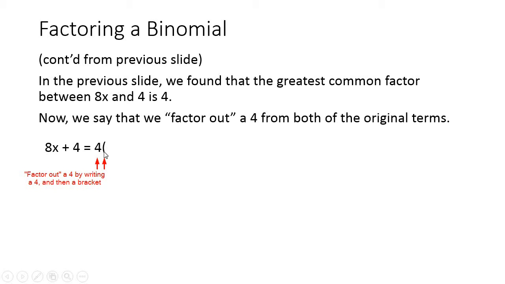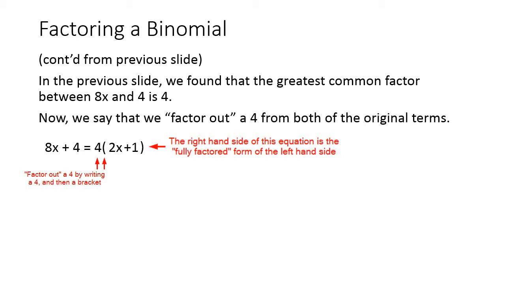So, we ask ourselves now, what do we multiply 4 by to get back to an 8x? Well, we multiply it by a 2x. So good. Now we've covered, 4 times 2x is our 8x. Those are equal. And we still need to get back to a 4 when we add a number here. So what do we multiply this 4 by to get to a 4? Well, there's only one thing that'll do that, and that's a plus 1. The right-hand side of this equation, now we say, is fully factored. The fully factored form of the left-hand side.